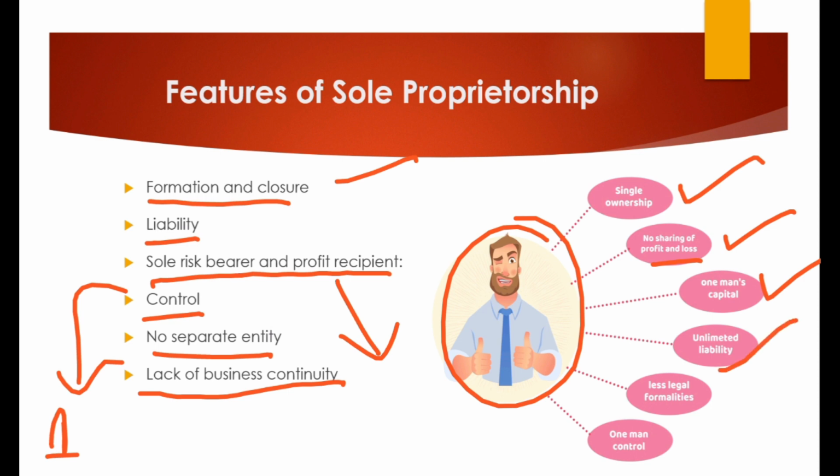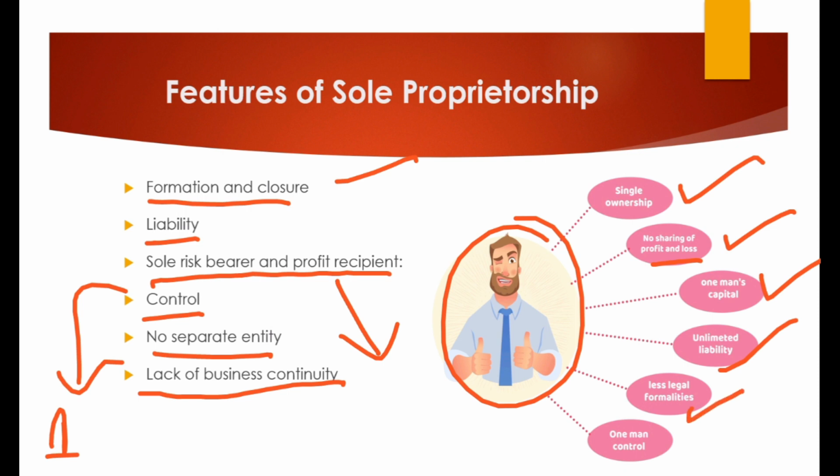Unlimited liability. Here unlimited liability means that since he is investing everything and there is no separate entity, whatever the business is liable for, he is liable. So in case of non-payment of dues, there is unlimited liability, which means that he has to put up his personal assets to pay off the creditors.